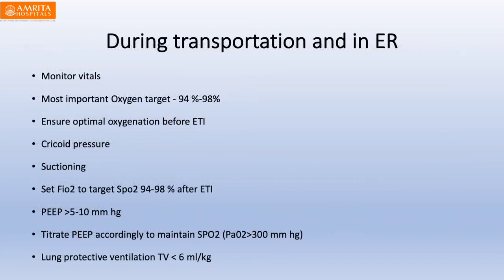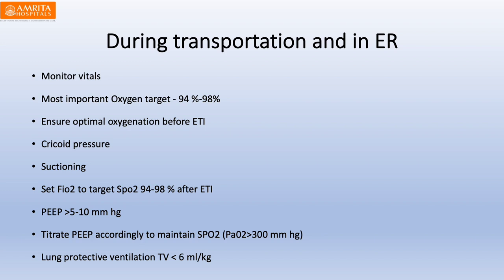So during transportation and in the ER, why I am saying this is that during transportation also you need to continue the resuscitation. Once the patient reaches the ER also, the management is almost the same. Monitor vitals. Most important, oxygen target of 94 to 98%. Ensure optimal oxygenation before endotracheal intubation. So already there is hypoxia, so you have to pre-oxygenate very well. And cricoid pressure can be used to prevent aspiration.